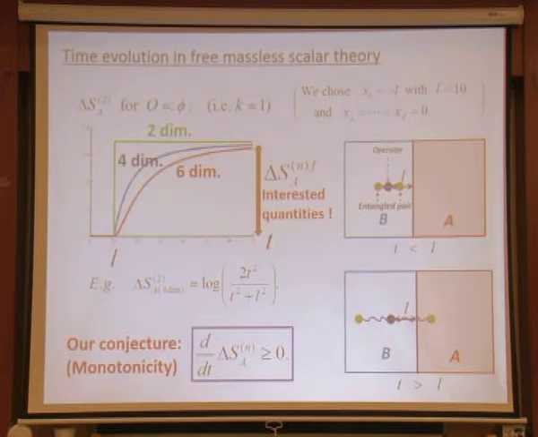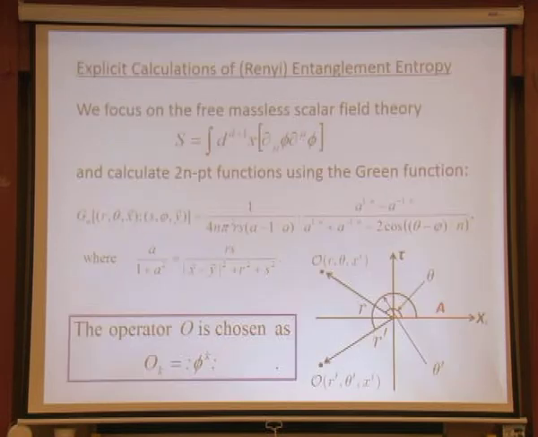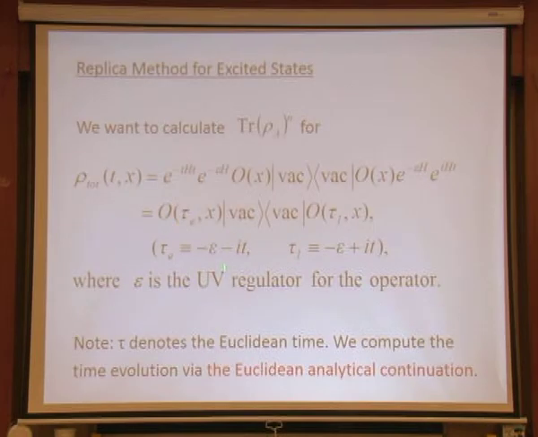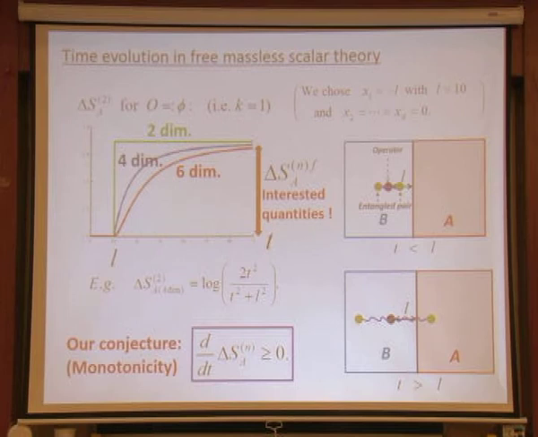So we did this calculation, and we give a summary of this result. The calculation is just elementary. You can just use this Green function and evaluate it. The non-trivial thing is that in the end we do an analytical continuation to real time and extract the time evolution. So our time evolution looks like this. This is the increment, delta S versus time. Just for presentation reasons, we choose n equal 2, the second Renyi entropy, and the simplest operator, O is just phi. This corresponds to k equal 1. Then it shows this kind of monotonically increasing property of entanglement entropy.